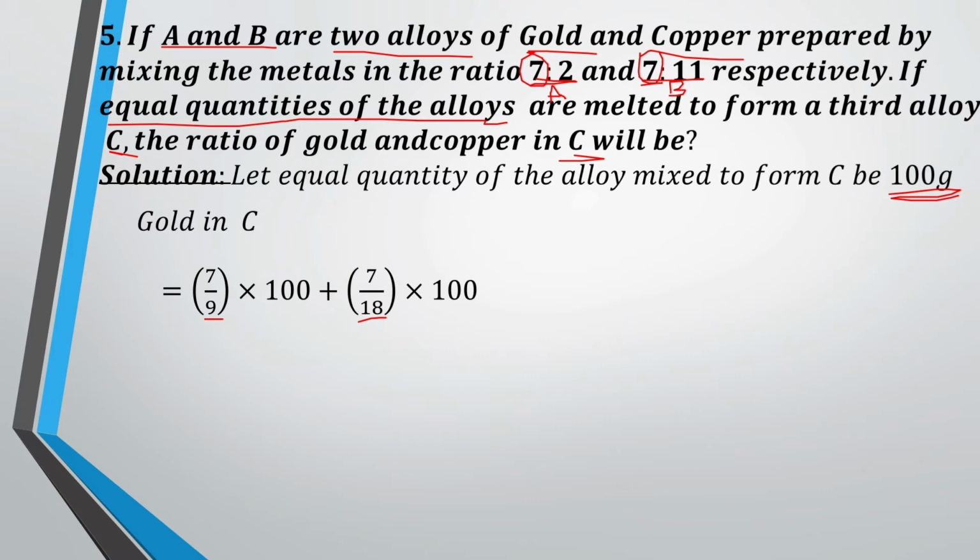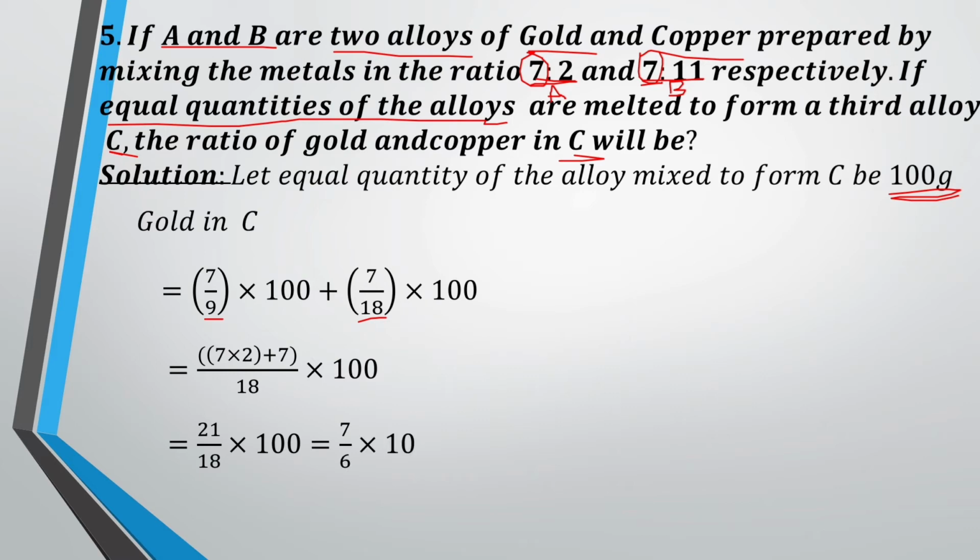Next, if we solve this by taking the LCM, we'll get 7 into 2 plus 7 by 18 into 100. So the answer will be 21 by 18 into 100. In the table of 3, it's 7 times, and 18 is 6 times. Now the answer is 7 by 6 into 100.